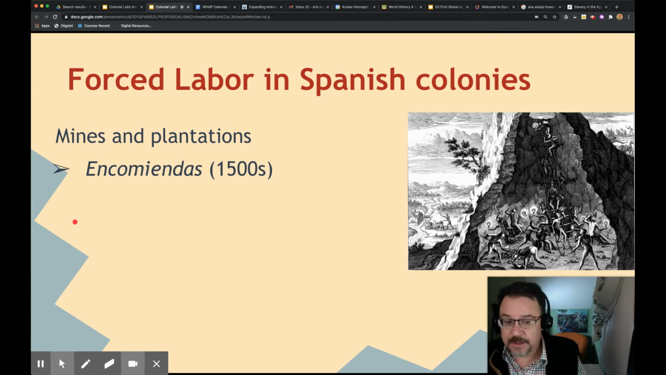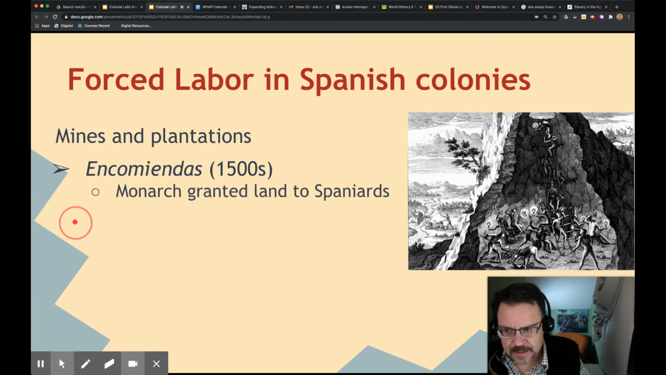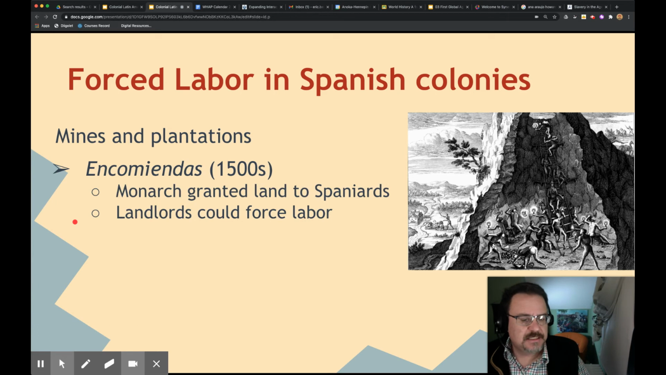Okay, what's that mean? That means there were ways that the colonial government allowed some wealthy Spaniards to make Indian people work for them. So this encomienda system was sort of the original system of that. And what happened then is the Spanish king or queen granted land in the New World to Spaniards, which, by the way, is kind of theft, of course, because it wasn't theirs in the first place.